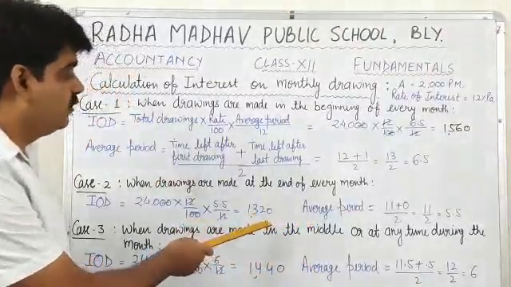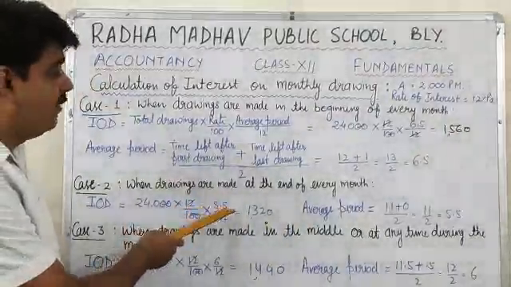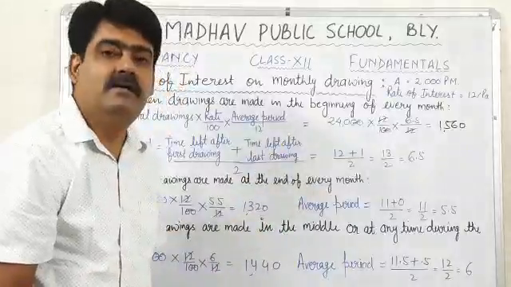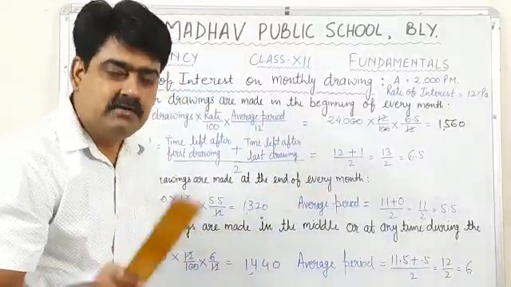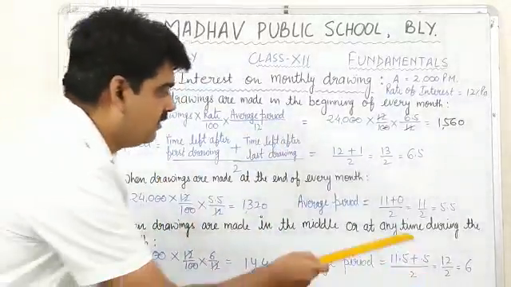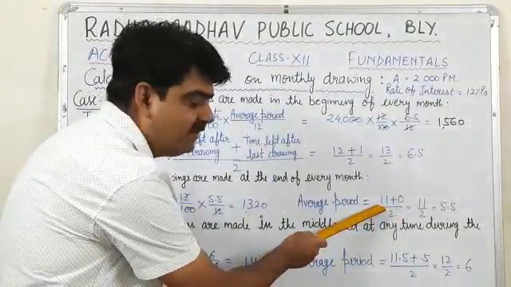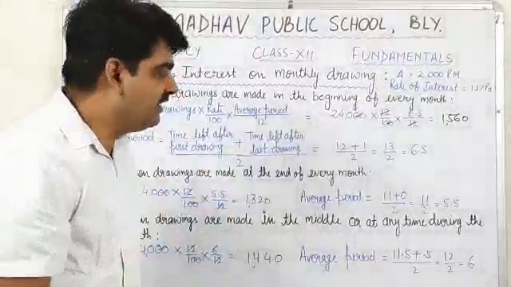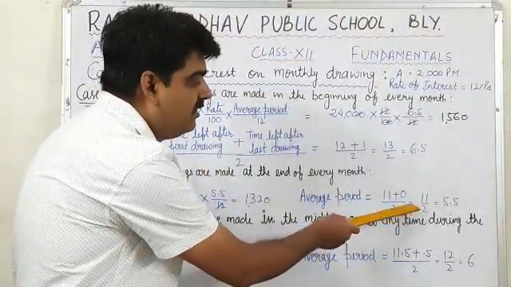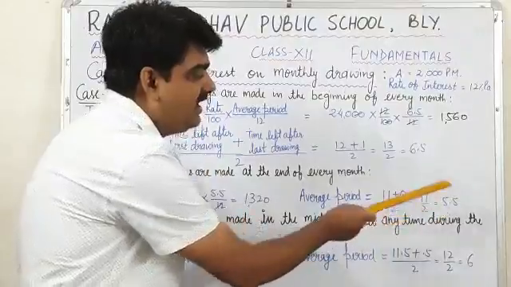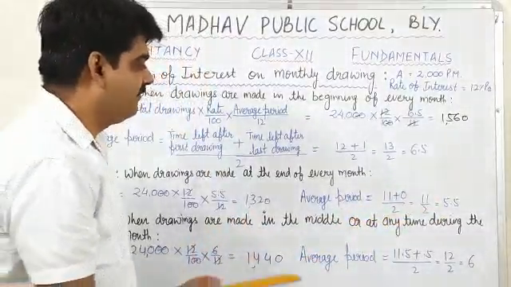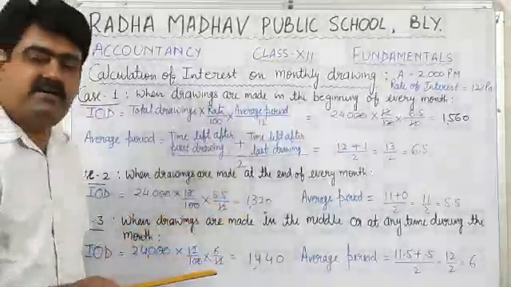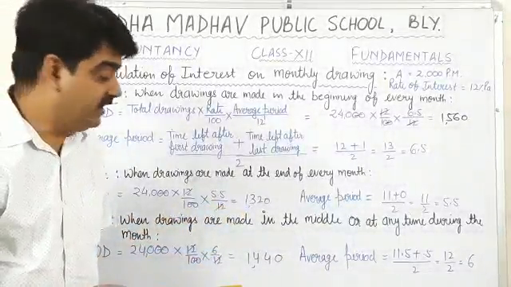So if partner will withdraw amount at the end of every month, first amount will be withdrawn on April 30. So April 30 to March 31 total time period will be 11 months, and last amount will be withdrawn on March 31. March 31 to March 31 time period will be 0. Like this 11 upon 2, and average period will come 5.5. And again we will apply this in the formula, and interest on drawing will come 1320.